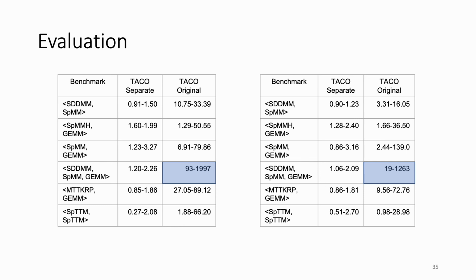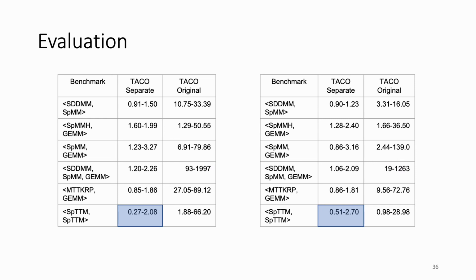SparseLNR scheduling directive can be applied recursively. Comparatively very large speedups we see for the benchmark SDDMM, SpMM, GEMM come from the accumulative time complexities introduced by the perfectly linear loop nesting structure in the Taco original version.